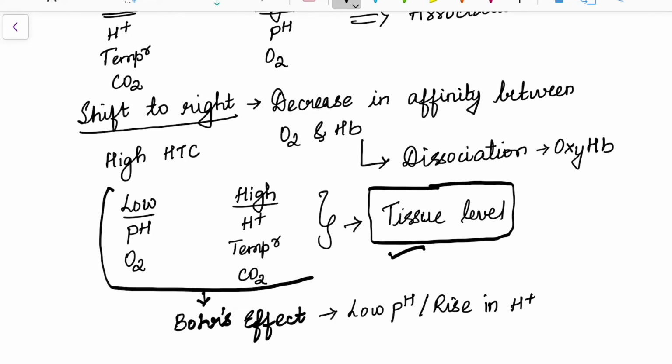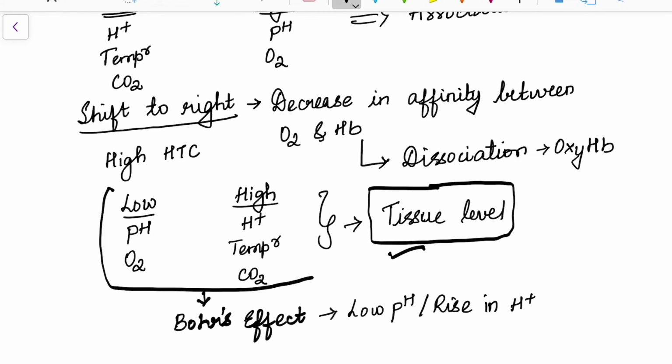Low O2, high CO2 will ultimately lead to what? Bohr's effect, which is ultimately helping for what? Dissociation of oxygen from oxyhemoglobin. So this is a simple method to remember the oxygen dissociation curve. Please remember the simple funda which I had explained: low HTC, shift to left; high HTC, shift to right. And what is Bohr's effect? That is low pH or rise in H plus concentration. This is going to take place in Bohr's effect.